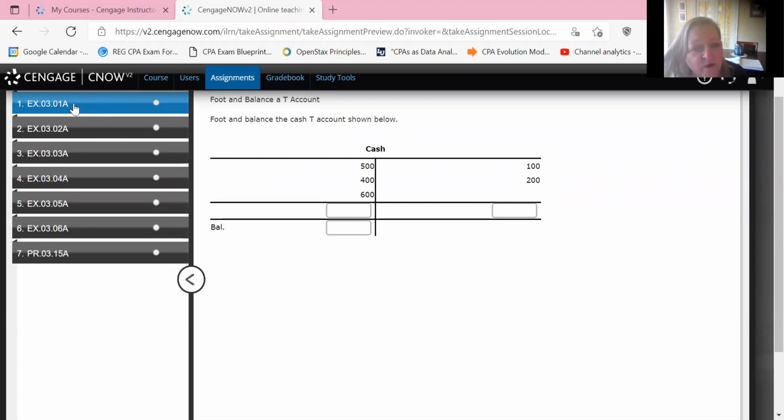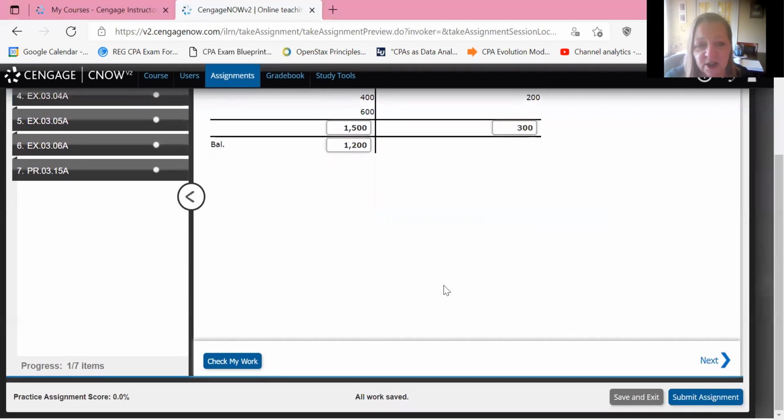And so what we've got is cash had a debit of 500 and another one of 400 and another one of 600. So I'm just going to add those together. What is that? $1,500. I'm just going to put that as a subtotal here. Then the credits, it has a credit of 100 and a credit of 200. So that's 300 credits. Oh, look, put it on the right place. 300 credits. So the net balance of this account should be $1,200, right?